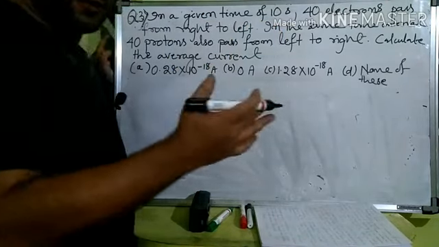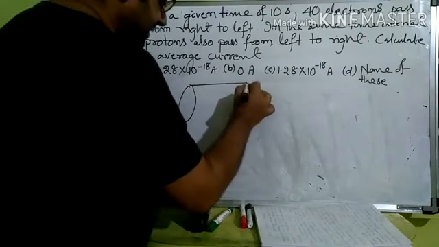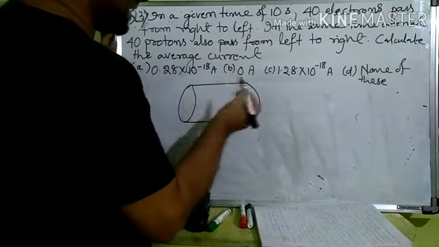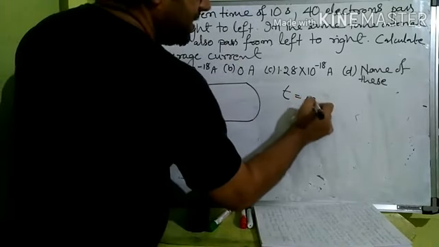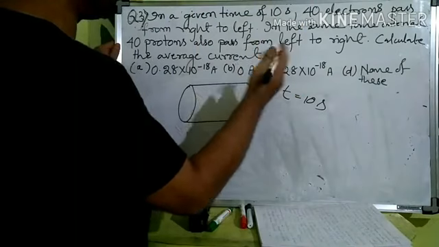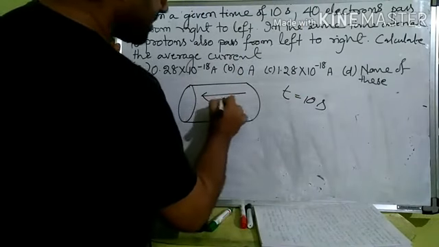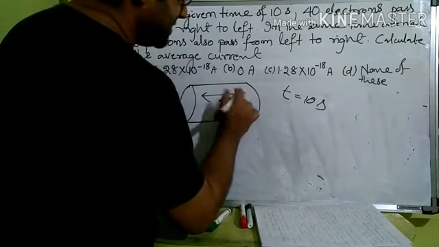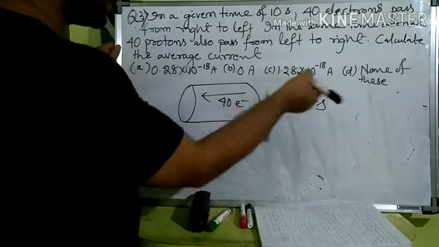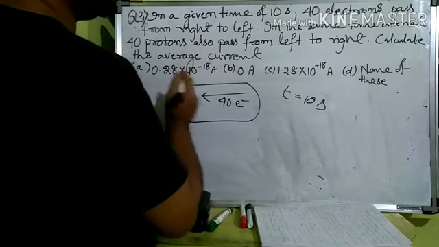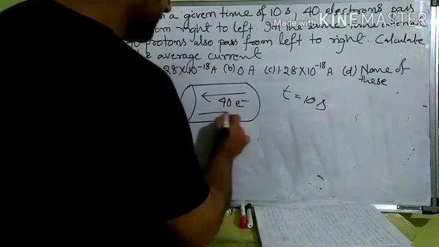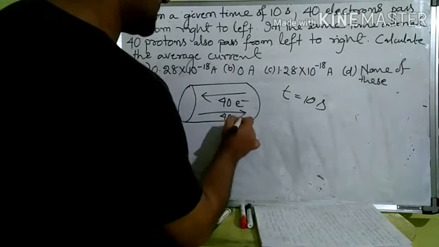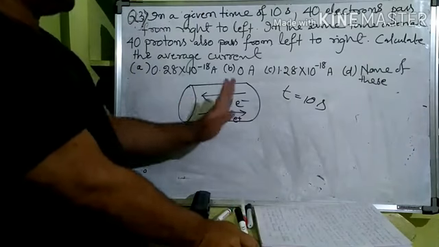You take the answer whatever you are getting, and after that you continue the video to watch if required. Okay. Just to confirm, there is a conductor. In that conductor, in a given time of 10 seconds, 40 electrons pass from right to left. 40 electrons, let us say minus e, I am writing for electrons. In the same time interval, 40 protons also pass from left to right. So plus e, I am writing for protons.